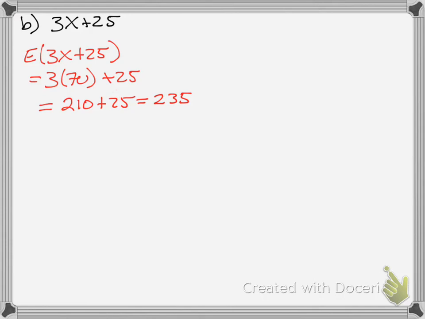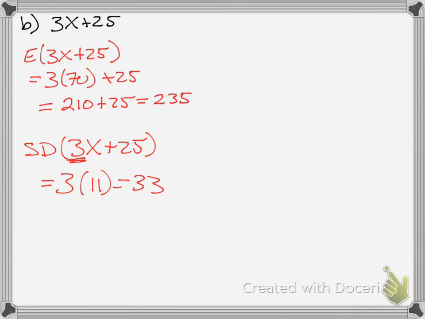All right, now our standard deviation of 3x plus 25. Okay, well, that's going to be equal to, we do have a scalar here, so we do need to multiply that. So our standard deviation is going to be equal to our scalar times our standard deviation of 11. So our new standard deviation is going to be 33.